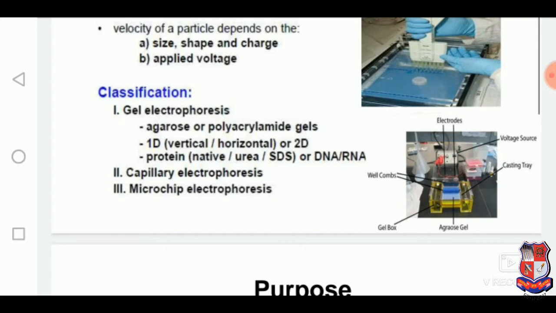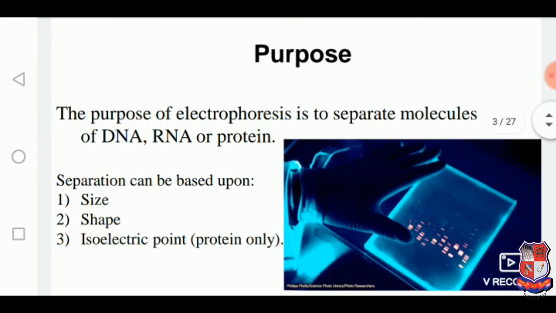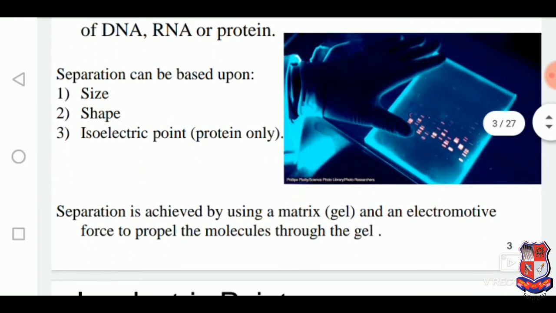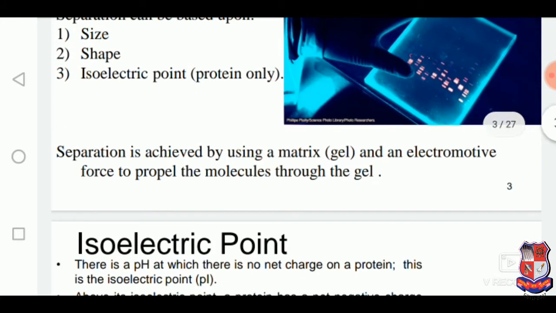The schematic diagram is indicated over here with the actual illustration. The gel electrophoresis is further divided into agarose and polyacrylamide gels, 1D or 2D, protein or DNA/RNA. The purpose of electrophoresis is to separate molecules such as DNA, RNA or protein, and the separation is based on size, shape and isoelectric point. In case of IEF, it includes the protein only.